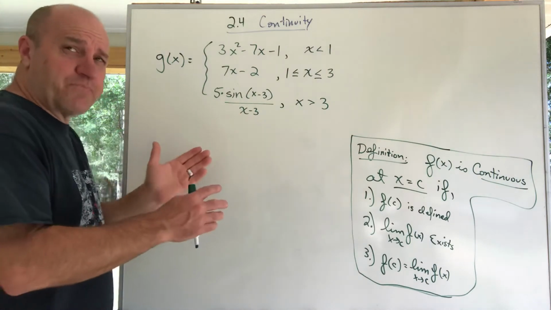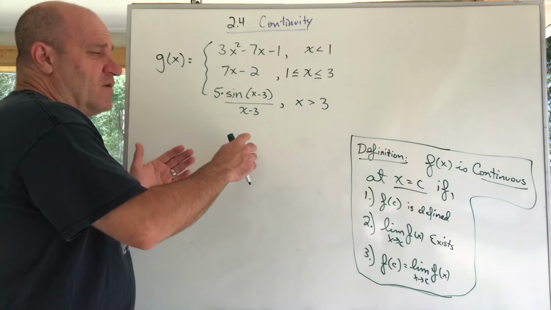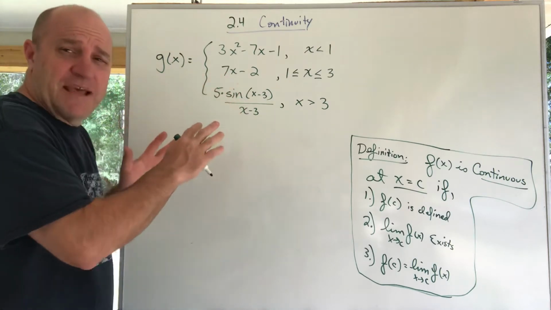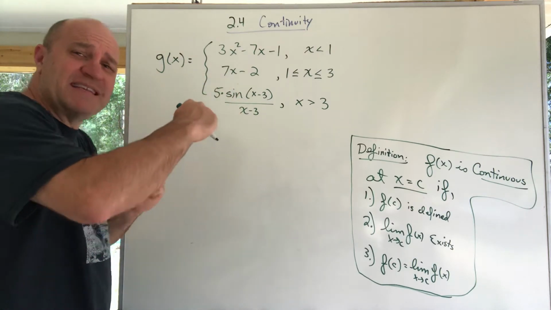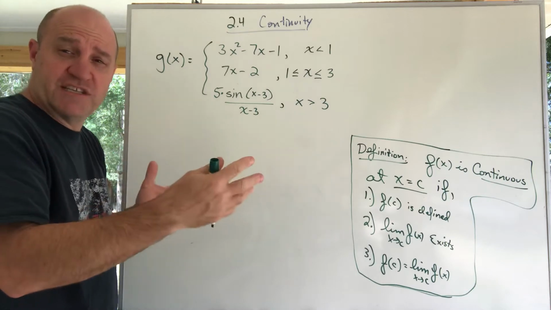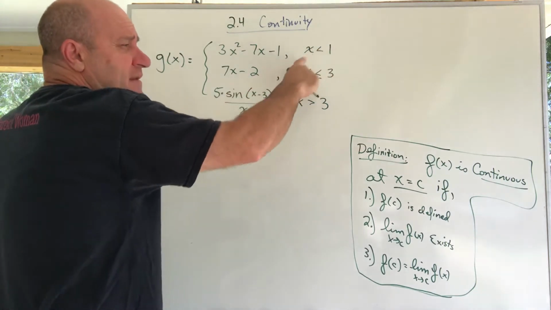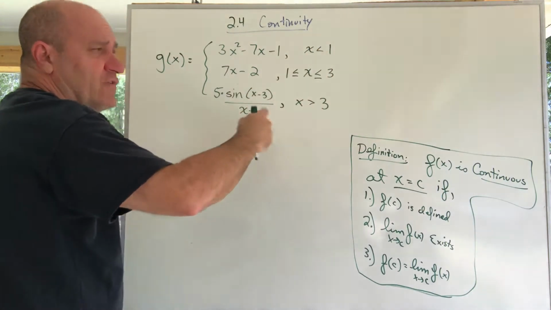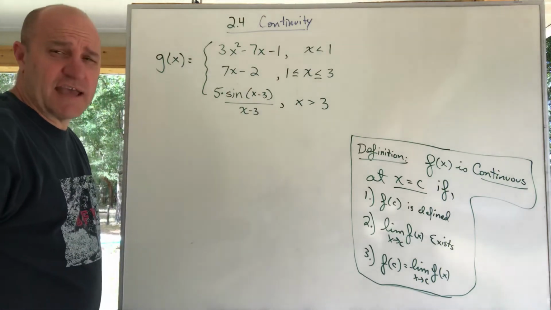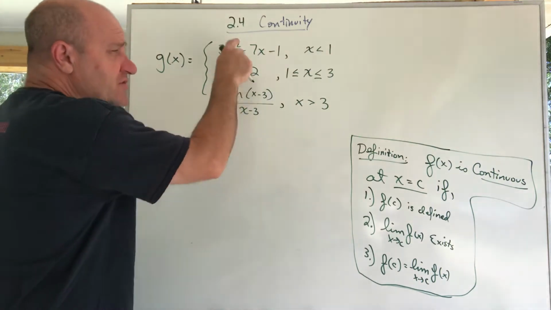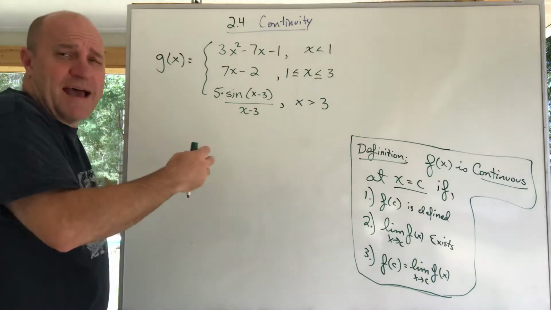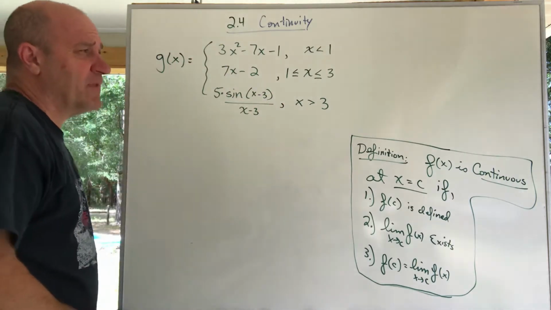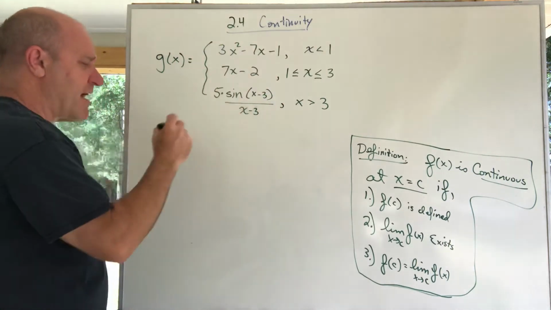So again, there are no problems except at the places where the pieces might join up or not, which is at x equals 1 and x equals 3. So those are the places I need to investigate. Sometimes there are other issues we need to worry about, but not in this example. So in this example, I'm worried about x equals 1.